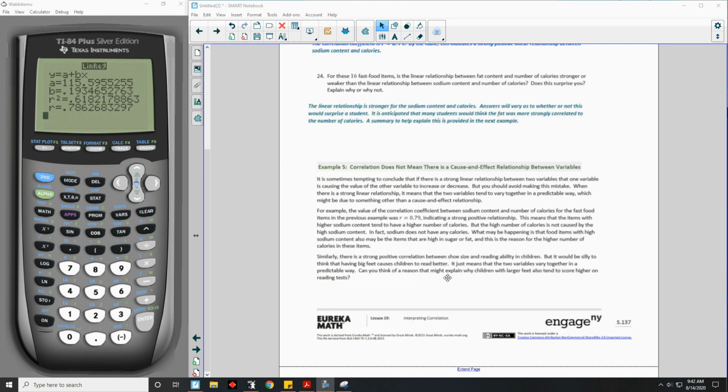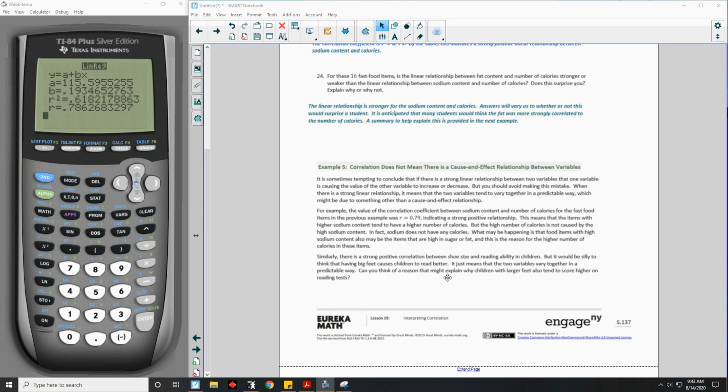For example, the value of the correlation coefficient between sodium content and the number of calories for the fast food items in the previous example was R equals 0.79, indicating a strong positive relationship. This means that the items with the higher sodium content tend to have a higher number of calories. But the high number of calories is not caused by the high sodium content. In fact, sodium does not have any calories. What may be happening is that food items with high sodium content also may be the items that are high in sugar or fat, and this is the reason for the higher number of calories in these items.